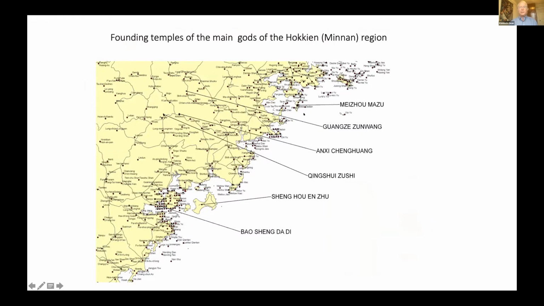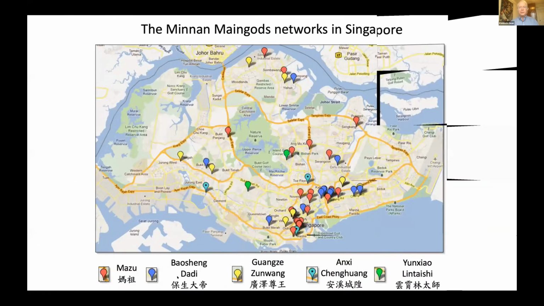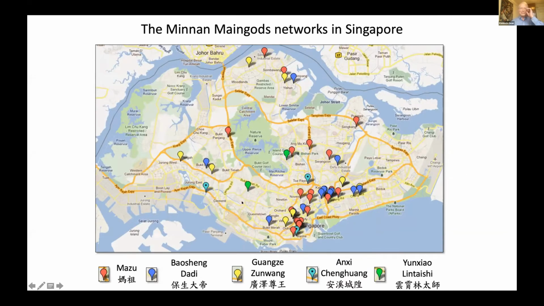Okay. Along this coast are the founding temples or mother temples of some of the major god cults of the region, the regional pantheon. So we have Meijiu Mazu, Guangzu Zunwang, all these other gods, Qingshui Zushi, Anxi Chenghuang, Baosheng Dadi, etc. All of them can be found in Singapore. Mazu temples in red, Baosheng Dadi in blue, but you get the idea. We can follow the distributions across Southeast Asia as well as Singapore and trace the overseas expansion of a temple incense division network.